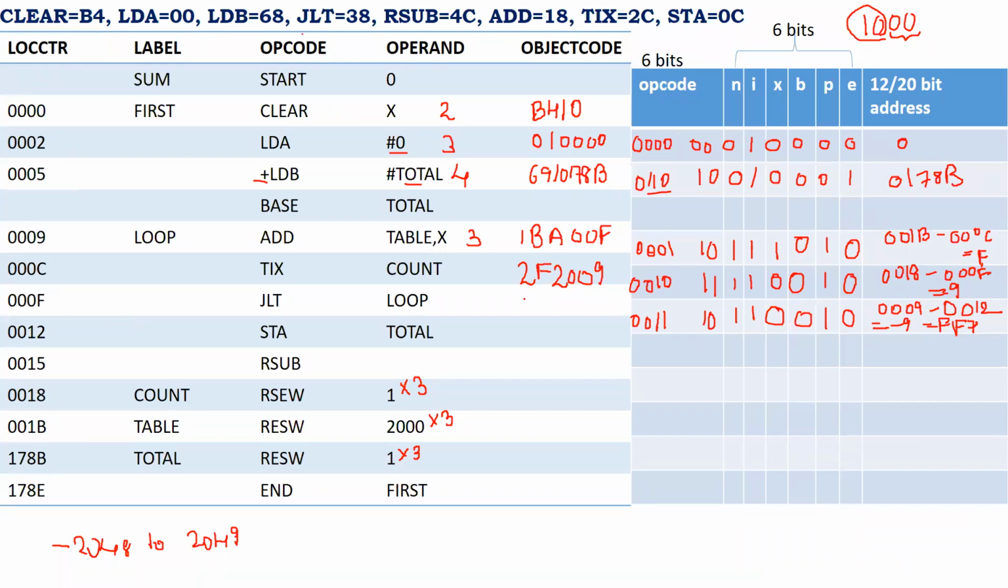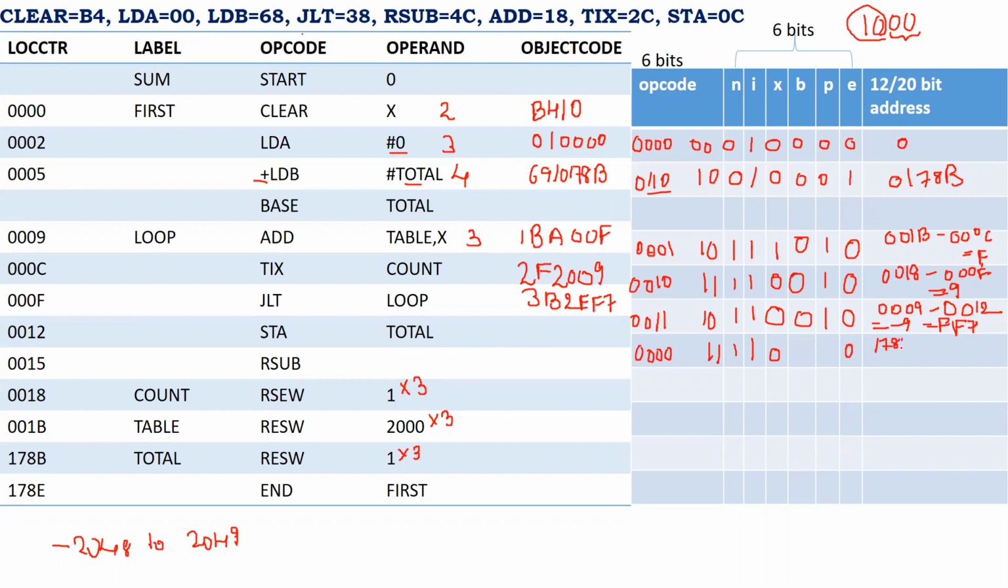So if we write the object code for this, it is 3B2FF7. Okay. Next is total STA. STA opcode is 0C. So it is 0000 and the C is 11. So both N and I are set to 1 and X is 0 and E is 0 because it is format 3.